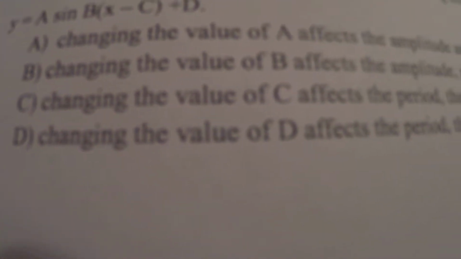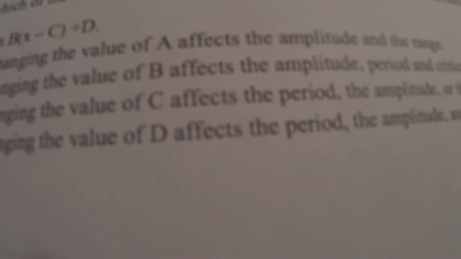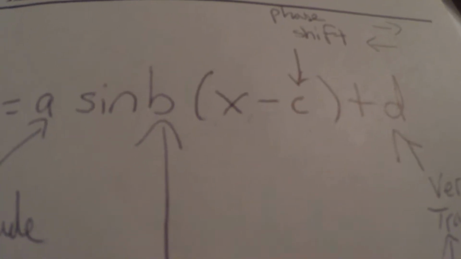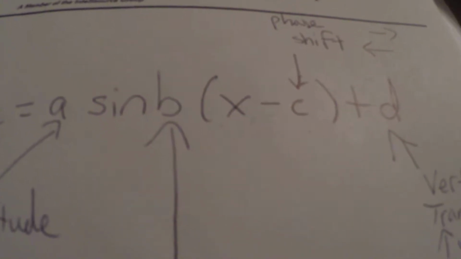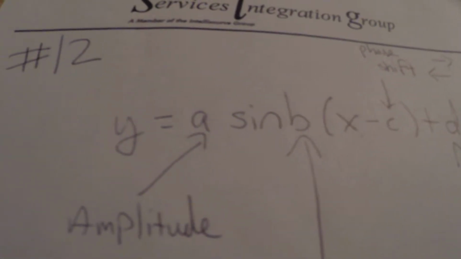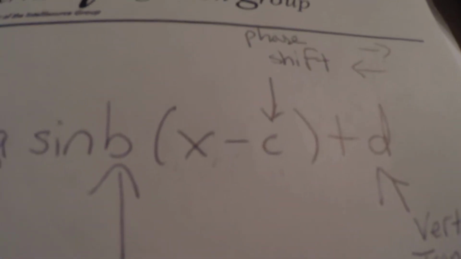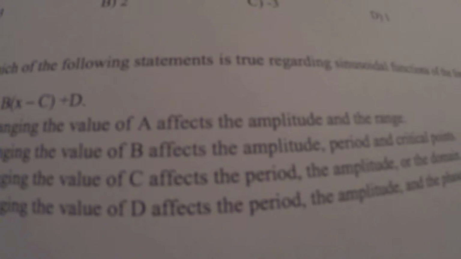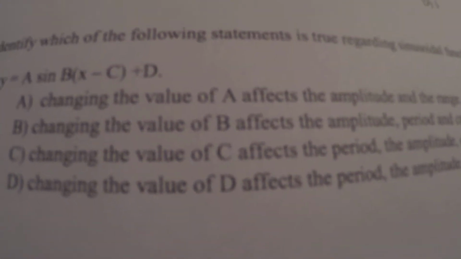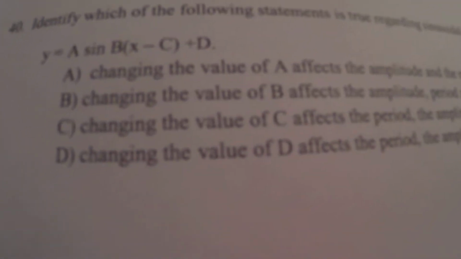C says changing the value of C affects the period. That is true because C, if we look at this equation here, C is the phase shift, and oh, silly me, no it wouldn't. Because while C affects the phase shift, it's actually B that affects the period, right? It's not C that affects the period, it's B. So even I, Mr. Anderson, the Almighty, made a silly mistake here. The period would not be affected by C. So that answer choice would be wrong.